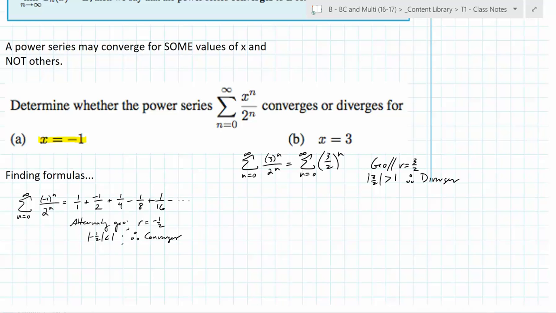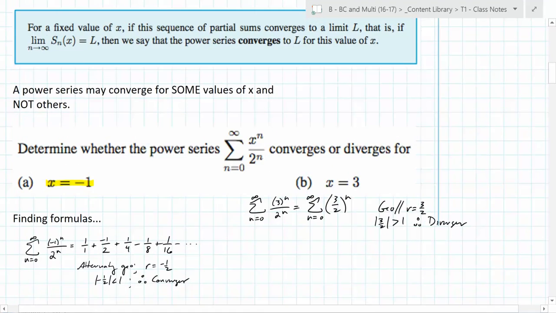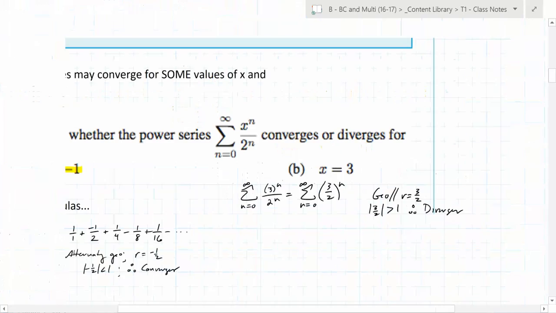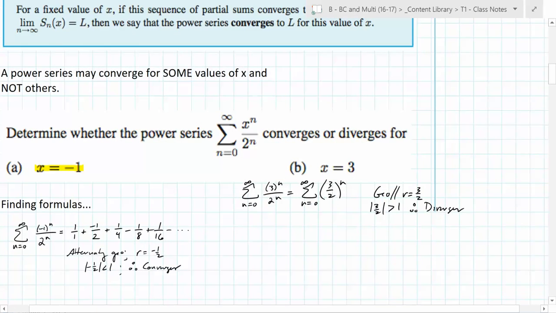So I could ask you to test certain values, but the point is we would really love to know what are all the x values where it converges? What are all the x values where it diverges? Can you do that by just checking one number at a time? No. So you need a method. You actually have many methods for finding out if a series converges.